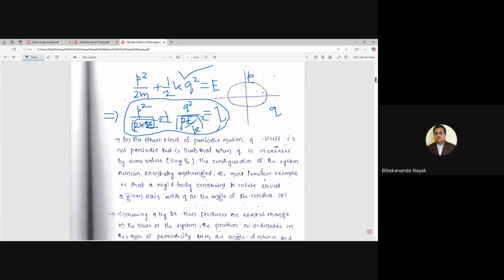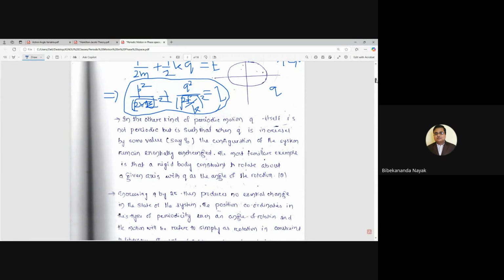In the other kind of periodic motion, Q itself is not periodic, but when Q is increased by some value, say Q0, the configuration of the system remains essentially unchanged. Just like sine theta: the sine wave does not repeat in this way, but if you add 2 pi, sin(2 pi + x) equals sin x.